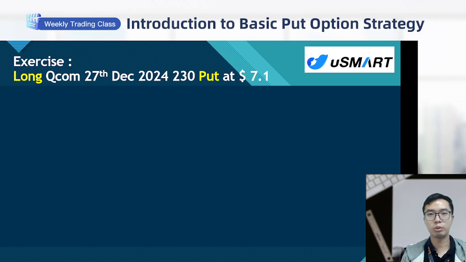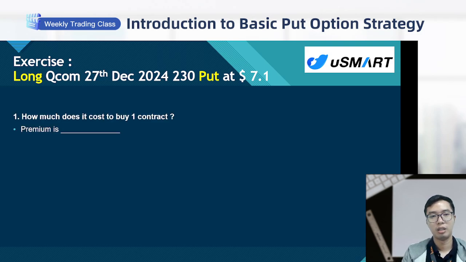So time to do the exercise. From this long QCOM 27th December 2024 at the 230 strike price put option at premium $7.1, how much does it cost to buy one contract? What is the premium? Anyone have any answers? Can maybe type down in this chat box.